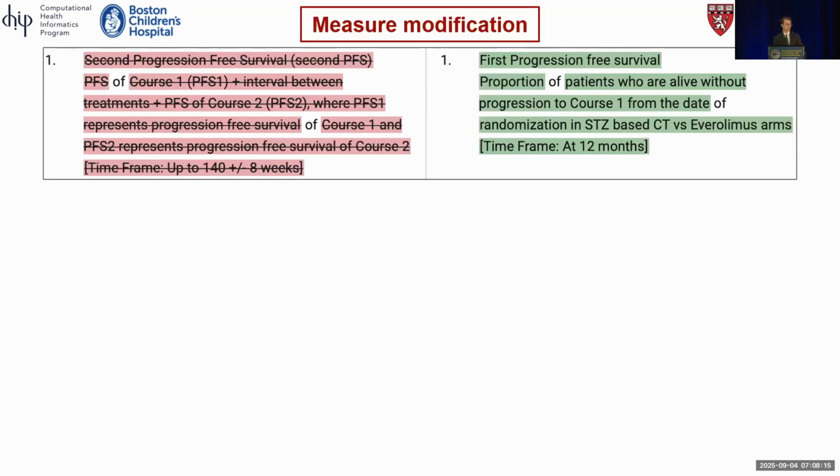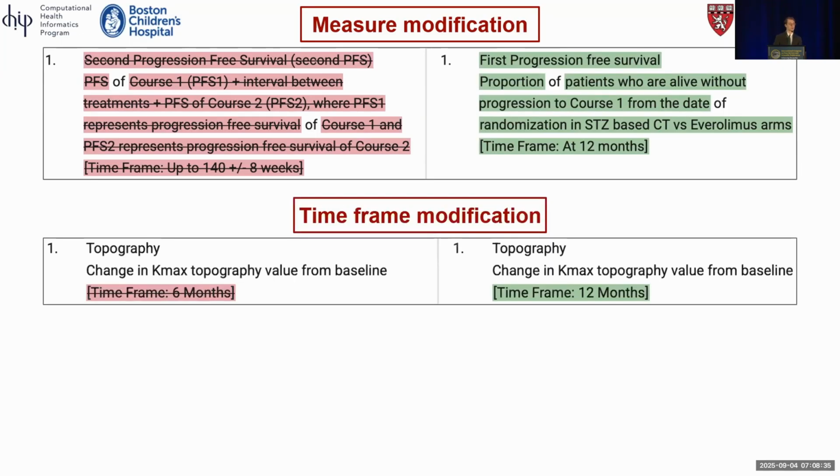So just to give an example of what some of these changes may look like, here's a comparison of a clinical trial with the initial record on the left and the final record on the right. So this is a modification to the outcome measure. As you can see, second progression-free survival on the left was changed to first progression-free survival on the right. Here's another example where the measure is the same, but the time frame has changed from 6 months on the left to 12 months on the right. So we also consider this to be a modification of the outcome.